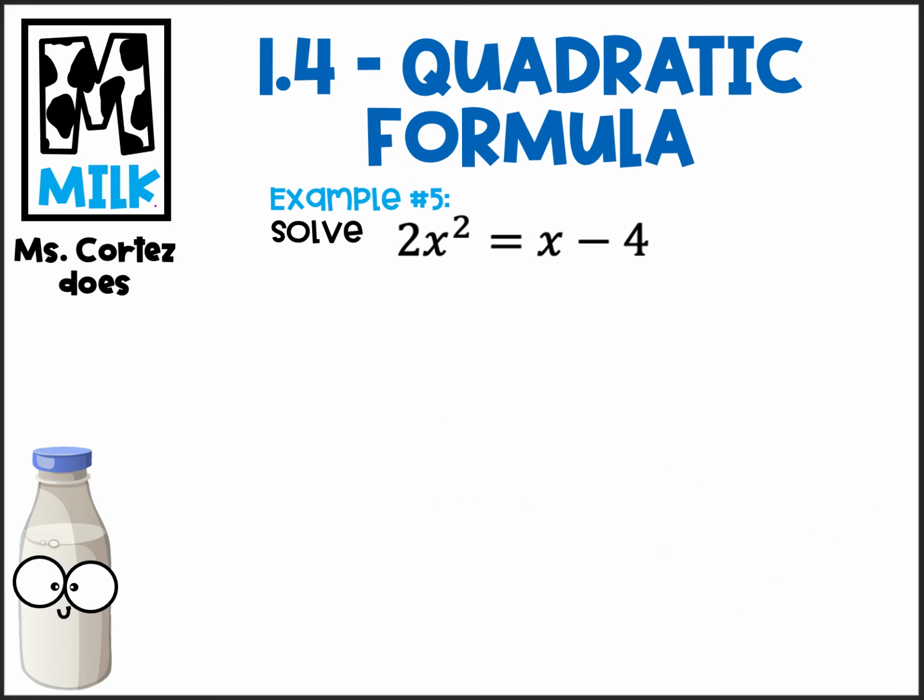Let's look at example number 5, where we're going to solve using the quadratic formula. We have 2x squared equals x minus 4. If you notice, I don't have my equation in standard form, ax squared plus bx plus c equals 0. So that will be my first step, to rewrite it in this form so I can identify which one's my a, which one's my b, which one's my c, and substitute in the quadratic formula.